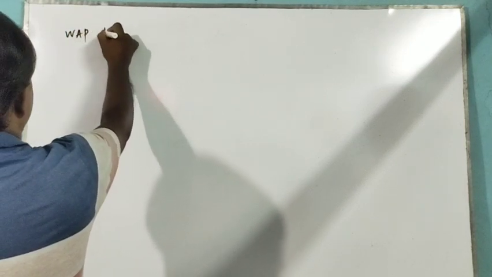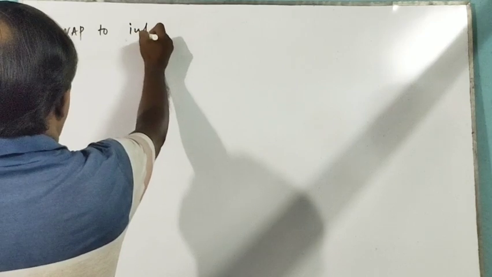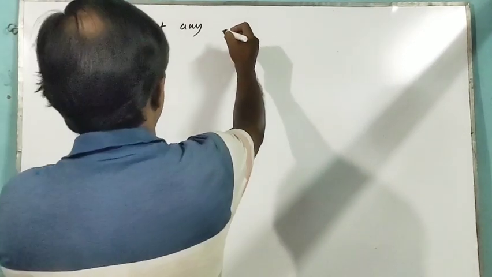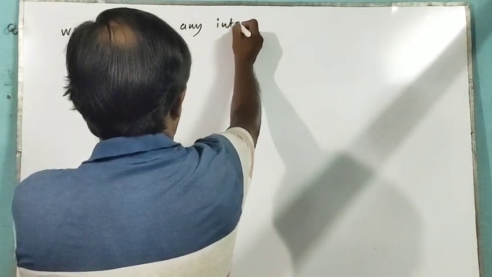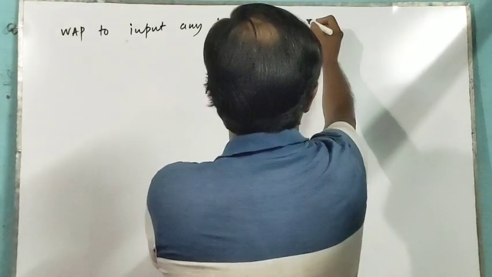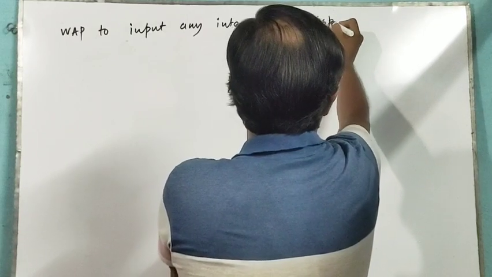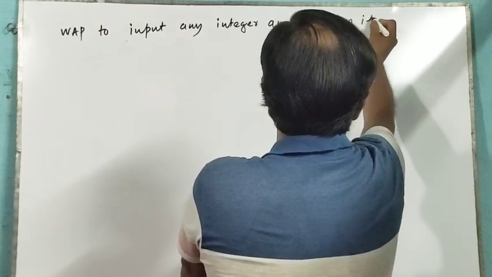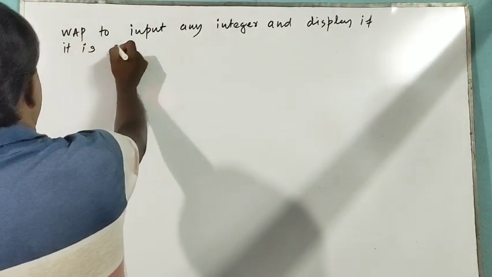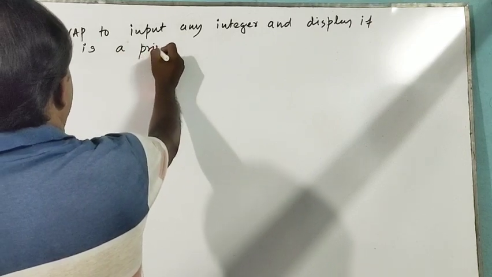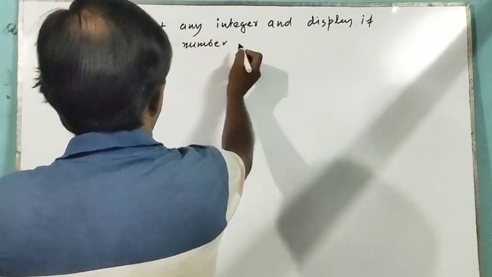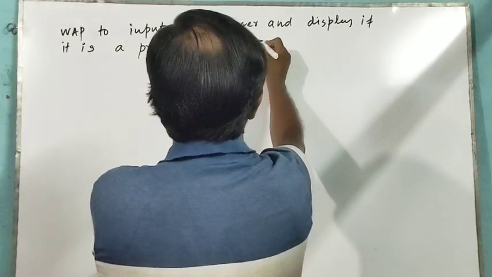Write a program to input any integer and display if it is a prime number. We'll use a constructor here.